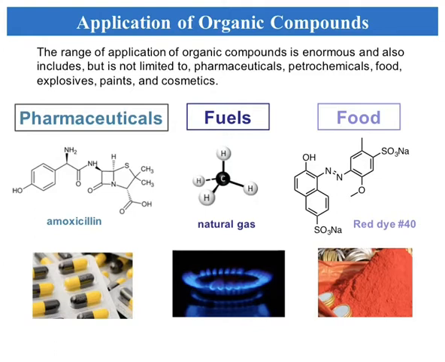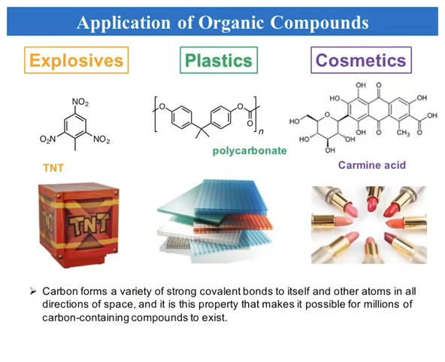You can see the structure of amoxicillin here. They can be useful in fuels or in the food industry. Sometimes we can make polymers of organic molecules and make useful compounds such as plastics, or they can even be useful in cosmetics. Carminic acid, the structure shown here, is in charge of red color in cosmetics.